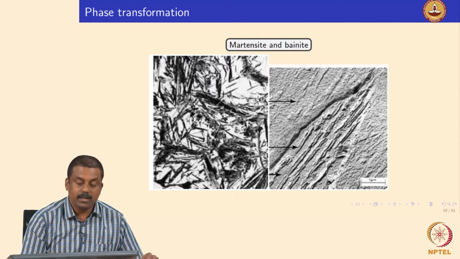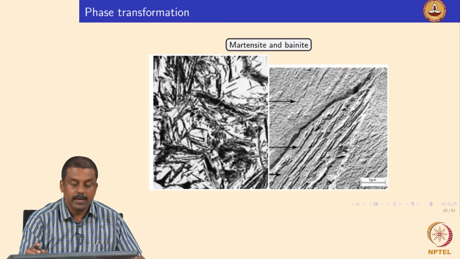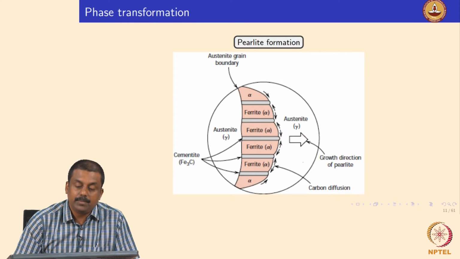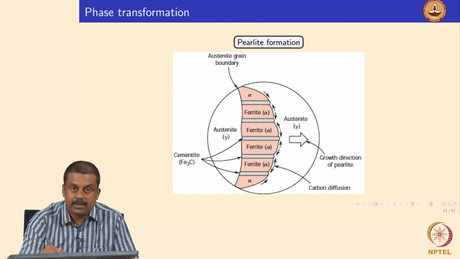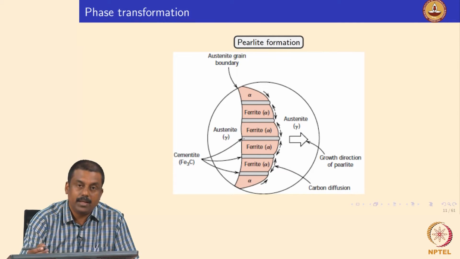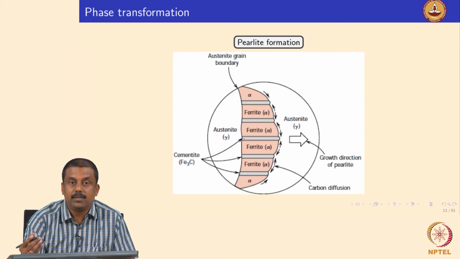So the formation mechanism of bainite and martensite is slightly different from the pearlite formation mechanism, right. So in the pearlite formation mechanism, as I already explained, when austenite has a carbon concentration less than the eutectoid composition, you would first nucleate ferrite, and then once ferrite forms, it starts ejecting carbon to the untransformed austenite, and that austenite transforms to pearlite upon reaching the eutectoid composition.